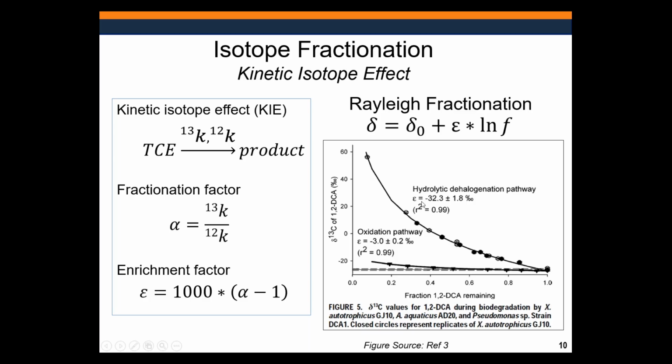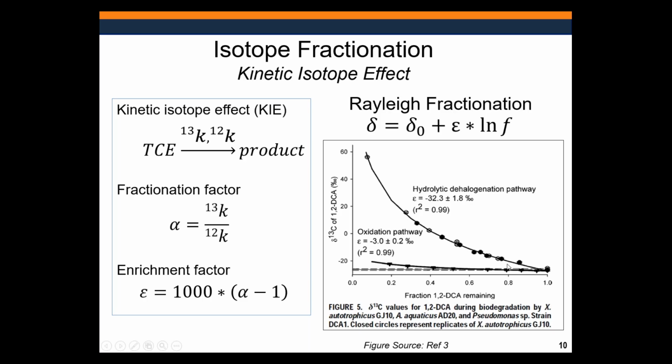Now, if we model this with the Rayleigh fractionation equation, and if this were a natural log, it would be linear, the slope of this line is the enrichment factor, or epsilon value. So what you see here is a very strong enrichment, and the more negative this number is, the stronger that enrichment is. If you see an epsilon of -30 per mil, in this case, that's a very, very significant enrichment of isotopes as biodegradation occurs.